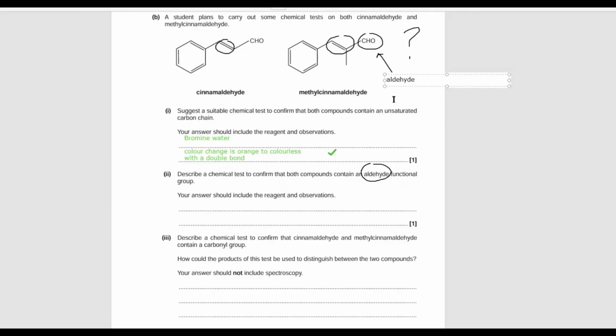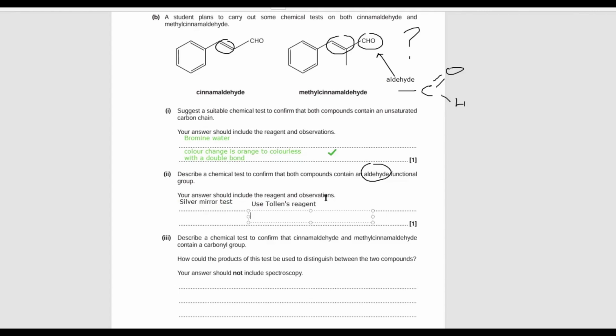They both got the aldehyde group. Now, what can test for the presence specifically of an aldehyde? And what tests for the presence of the aldehyde group? We have the silver mirror test, the Tollens reagent. So Tollens reagent, which is, what is it?